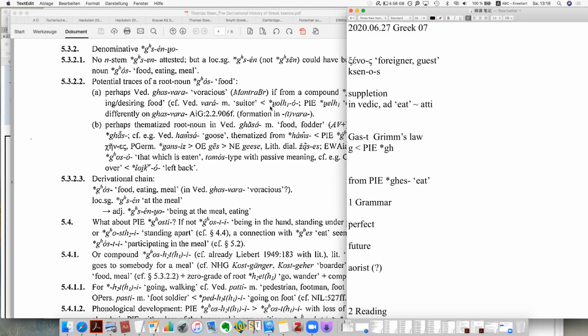So what is the meaning of guest? Actually, you ask him for eating. So it is someone who comes to eat with the host. This is a very interesting explanation, or interesting etymology.